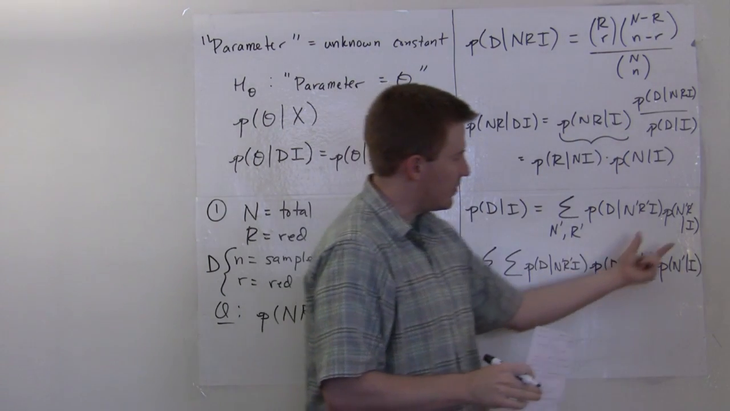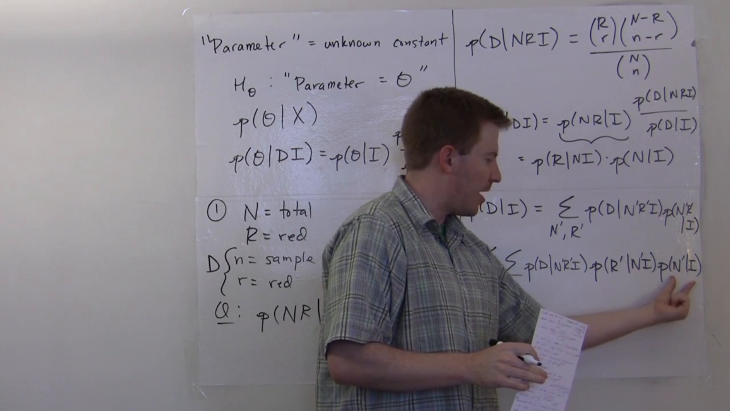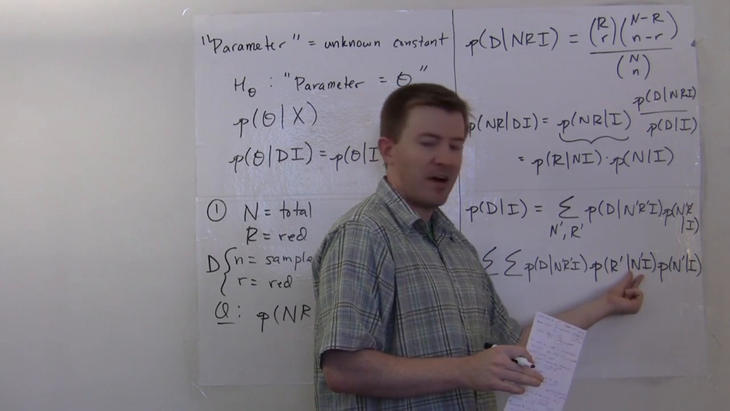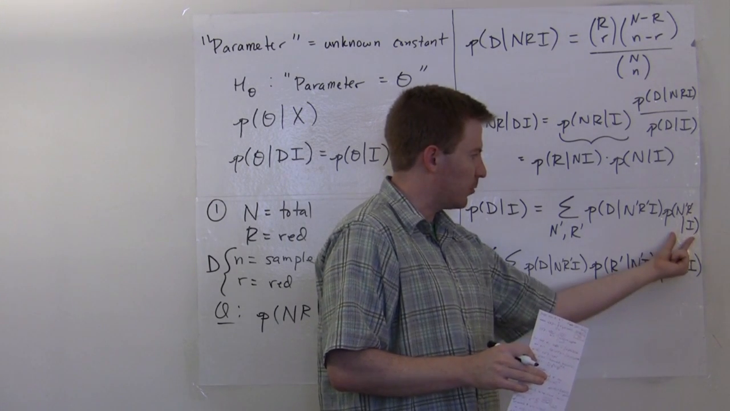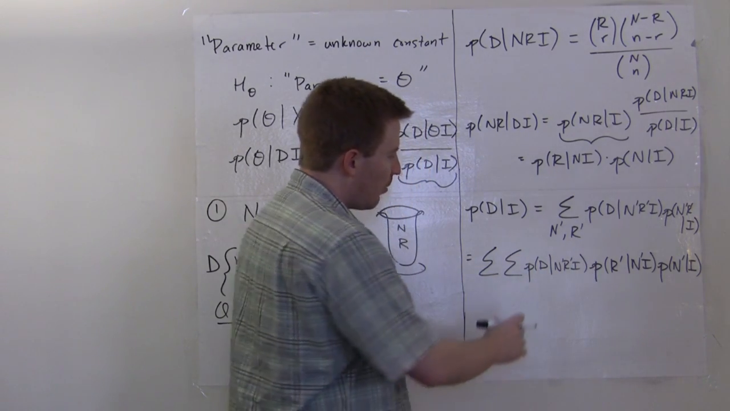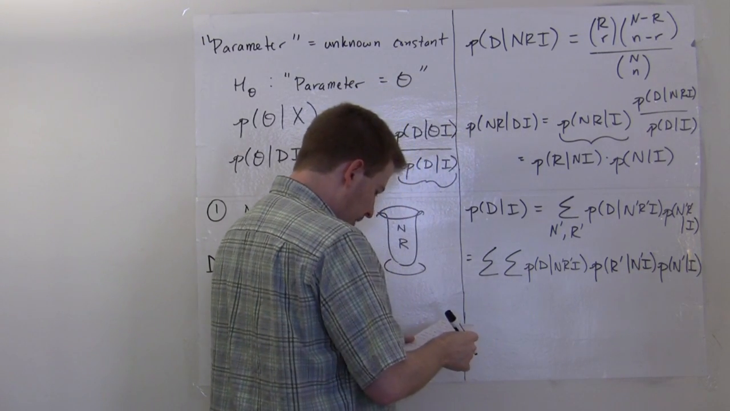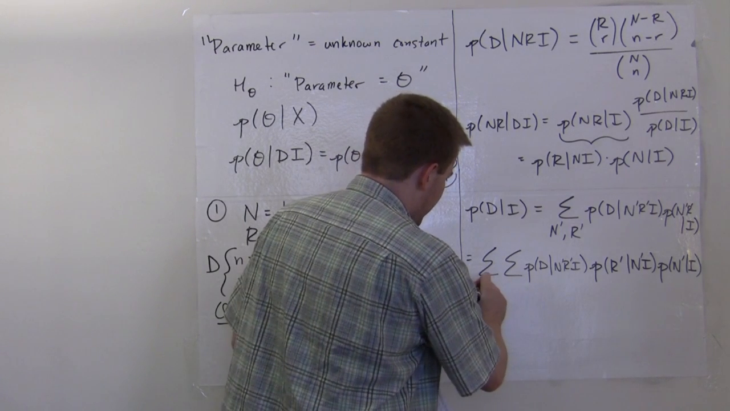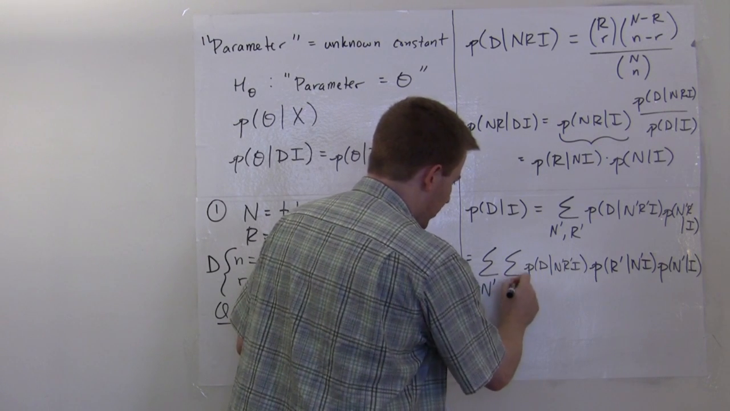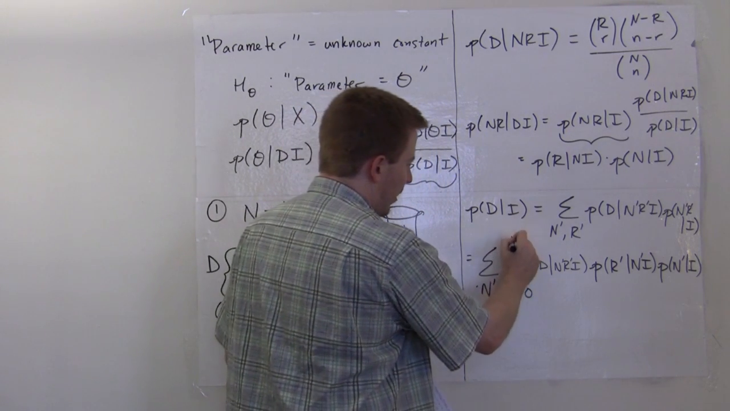Hopefully you can see how this joint probability of n prime and r prime breaks up by the product rule: first choosing n prime, and then choosing an r prime, the number of reds, conditional on that given n prime. Then we have the data probability for whatever that joint combination is. We have to take the sum here over all possible values of r prime and n prime. Let me write that as the sum over n prime, and then the sum over r prime, which we know can only vary between 0 and n prime.